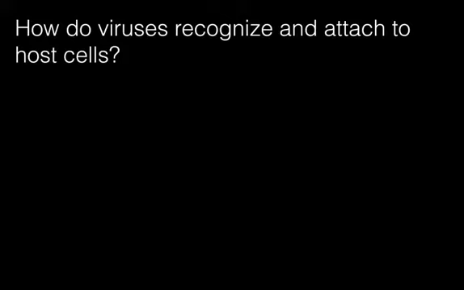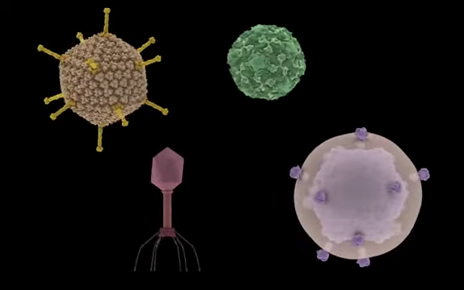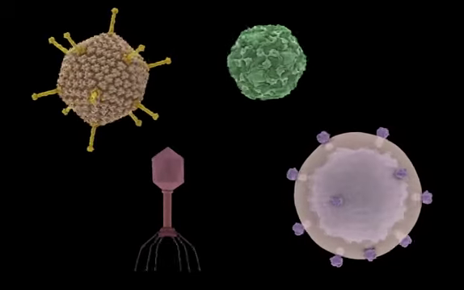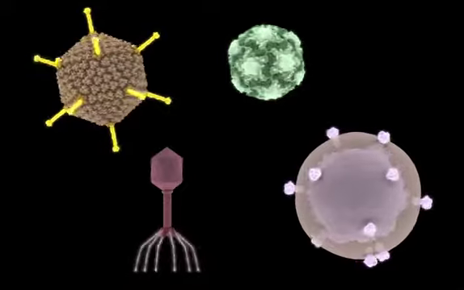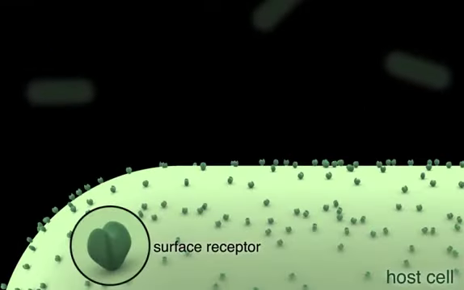How do viruses recognize and attach to host cells? Viruses recognize and attach to host cells by binding to them with their attachment proteins. The attachment proteins bind to specific receptors on the surfaces of their host cells.